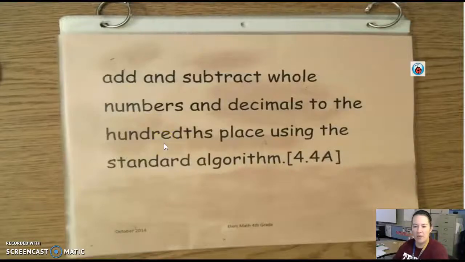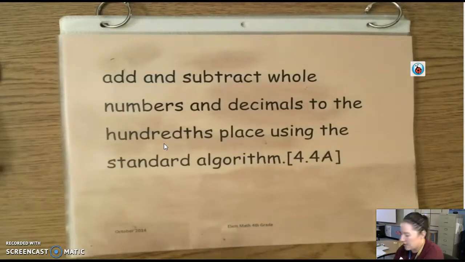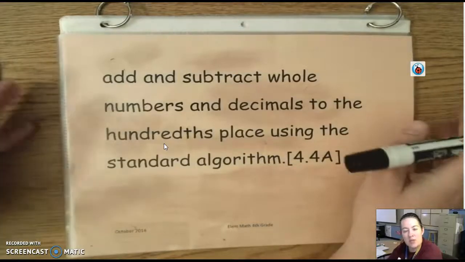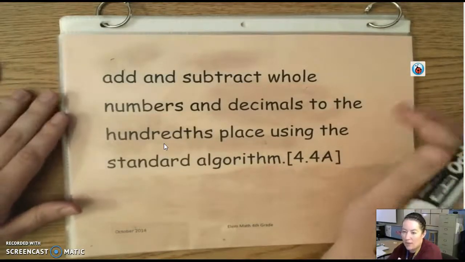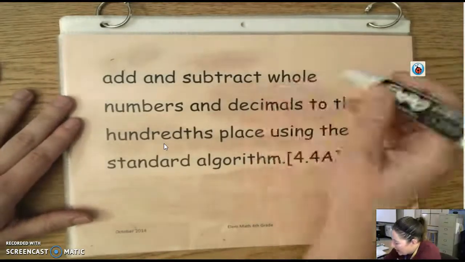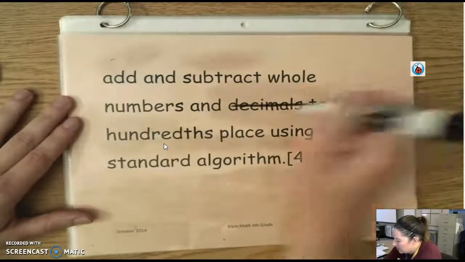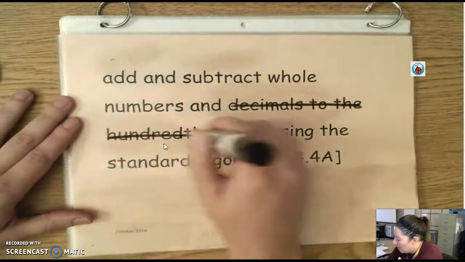Good morning. All right, we have a new TEK today. So our new TEK is 4.4a, and it says add and subtract whole numbers and decimals to the hundredths place using the standard algorithm. We're going to update this a little bit because right now we're just going to be focused on the whole numbers. So we are not going to be focused on the decimals place value currently.